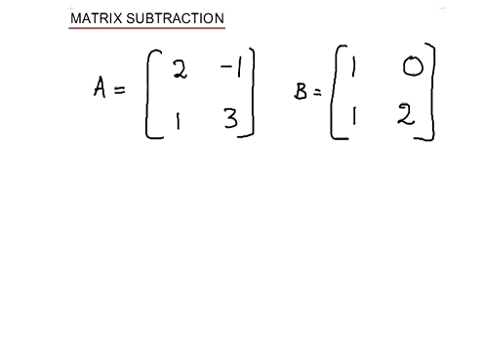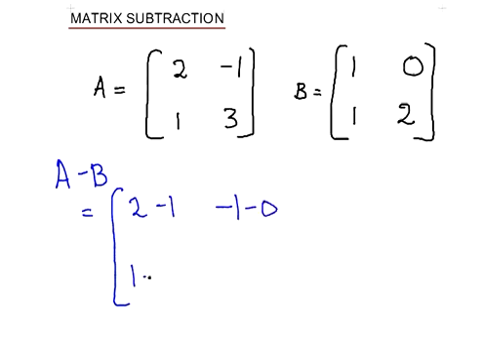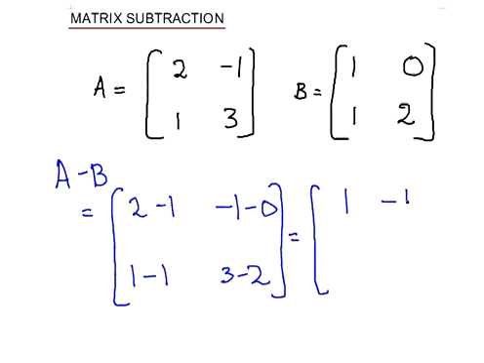What we're going to do now is look at matrix subtraction. So I'm going to go in the direction of A minus B. What we're going to do is something very similar here. For each corresponding pair of elements, we would perform a subtraction. So 2 minus 1, minus 1 minus 0, 1 minus 1, and 3 minus 2, and we will get 1, minus 1, 0, and 1. And that ends our presentation.